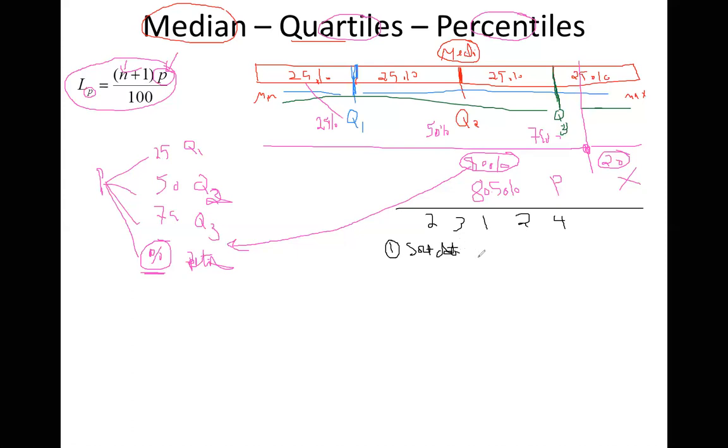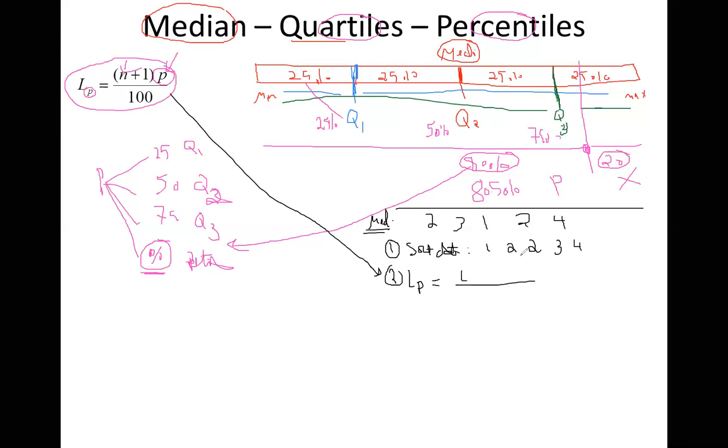I'm using the mouse to write actually. So the sorted data is 1, 2, 2 again, and then 3, and then 4. Step 2, find the location or the position using a formula. I'm using a formula, LP, for the median. Just to know that I'm finding a median or a Q2. LP equals n plus 1 times P.